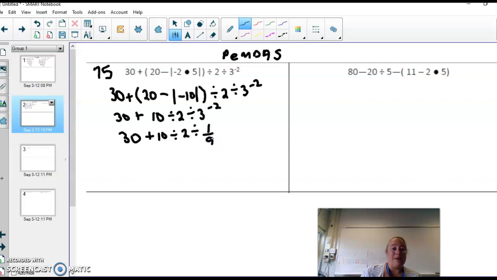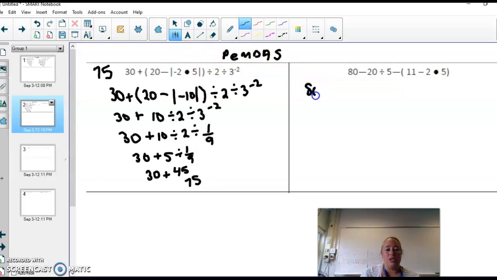Okay, now I'm at multiplying and dividing from left to right. 30, my first multiplying and dividing is right here. 10 divided by 2 is 5. Okay, more multiplying and dividing. 5 divided by 1/9 is 45. And now last step is 75. The other problem in this one should be easier.